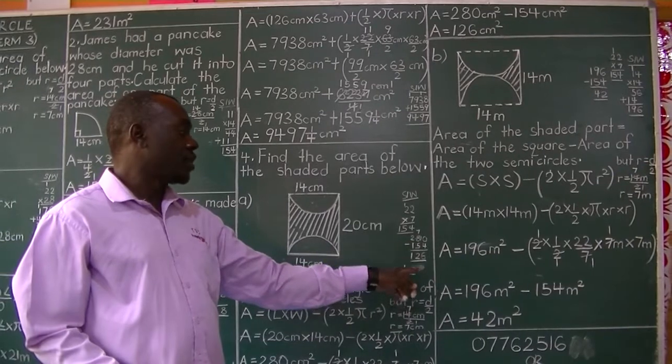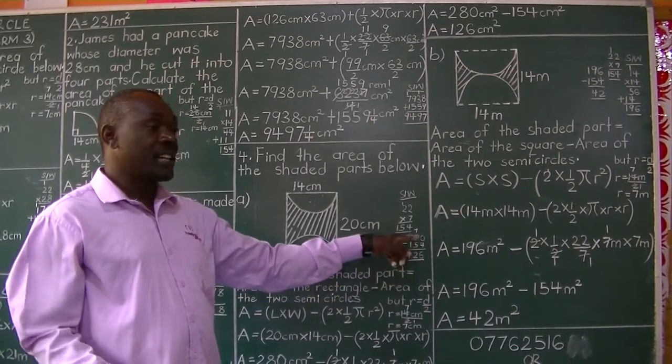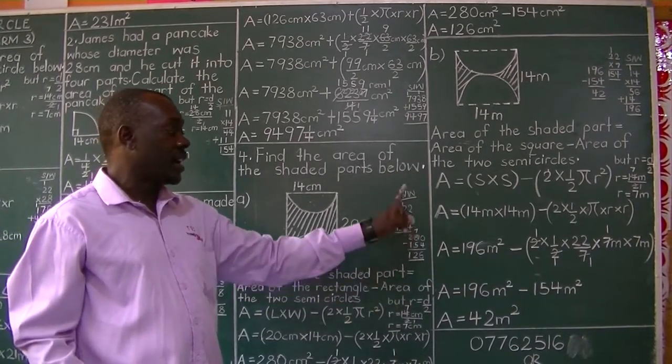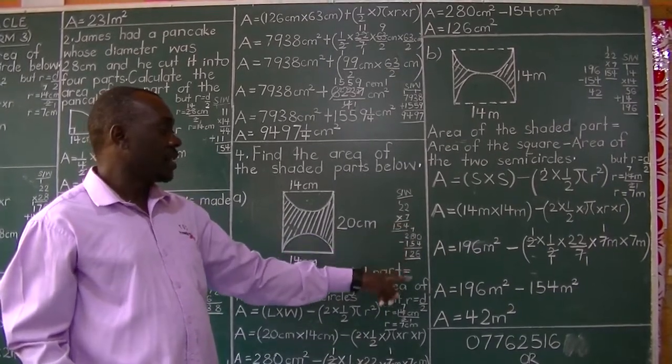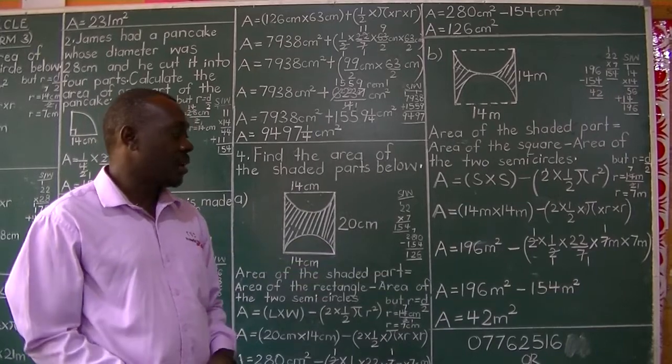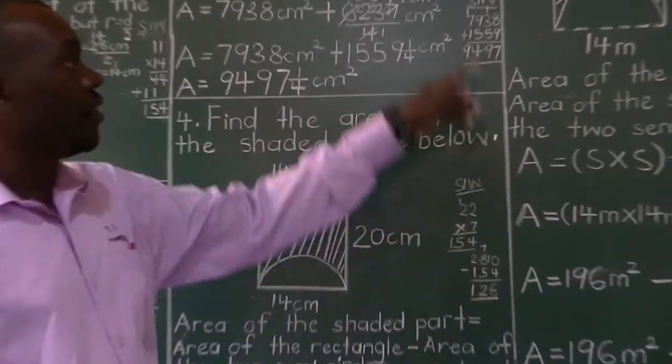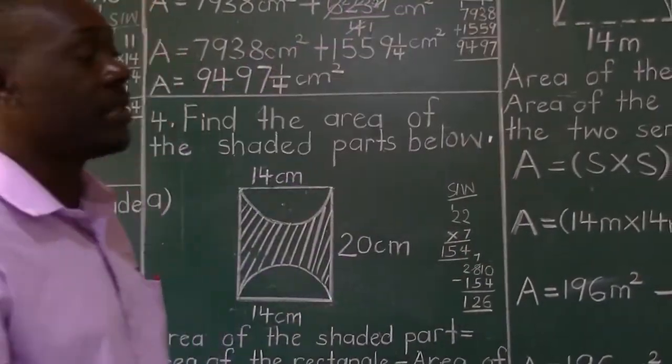So 0 minus 4 is only possible after borrowing. We borrow 1 from the 8 and remain with 7 there. 10 plus 0 gets 10, minus 4 you get a 6. 7 minus 5 is a 2, and 2 minus 1 is a 1. So the area of the shaded part is 126 centimeters squared.